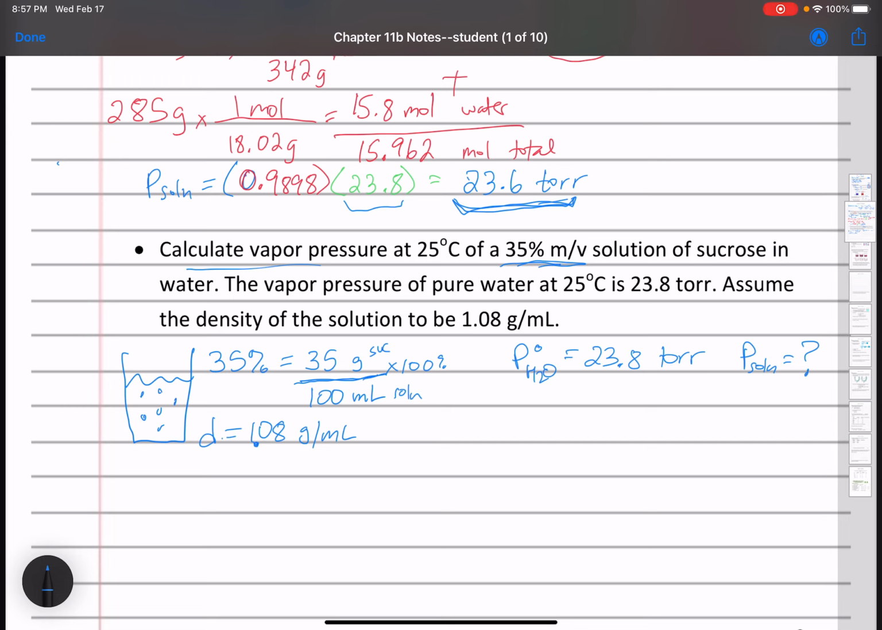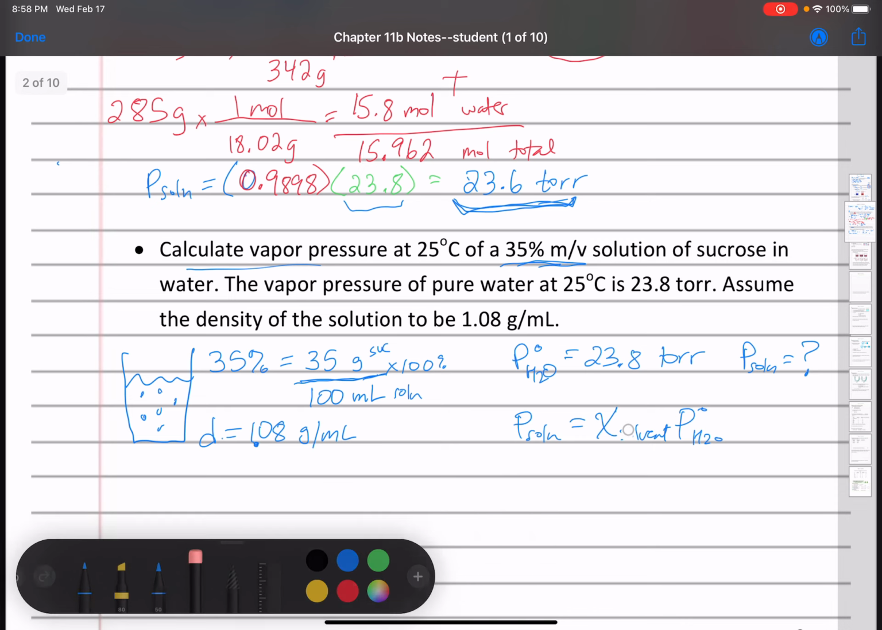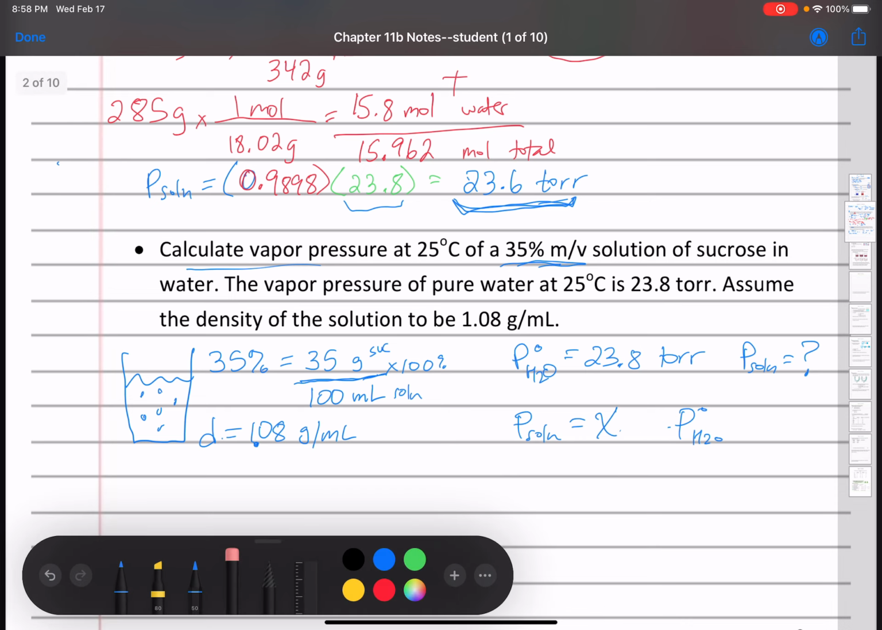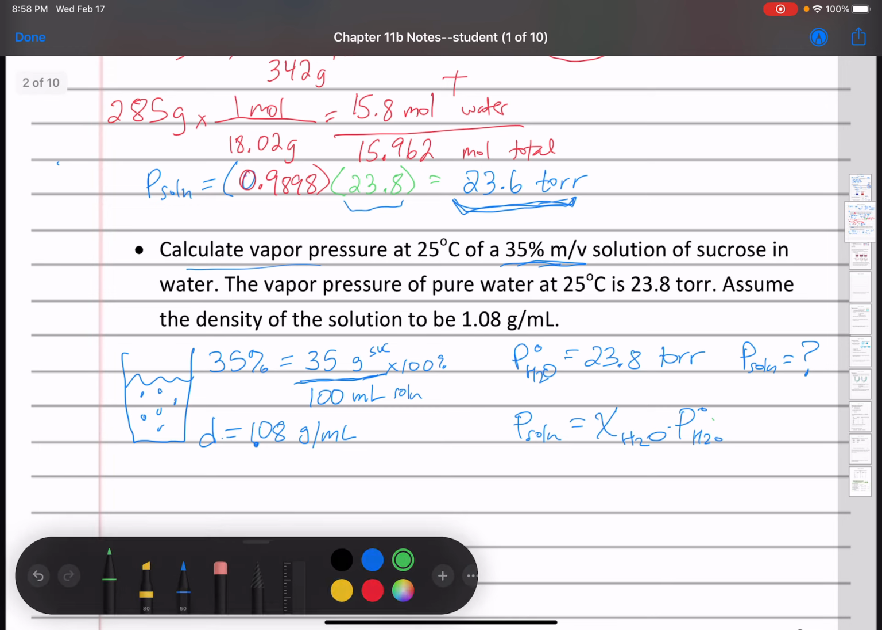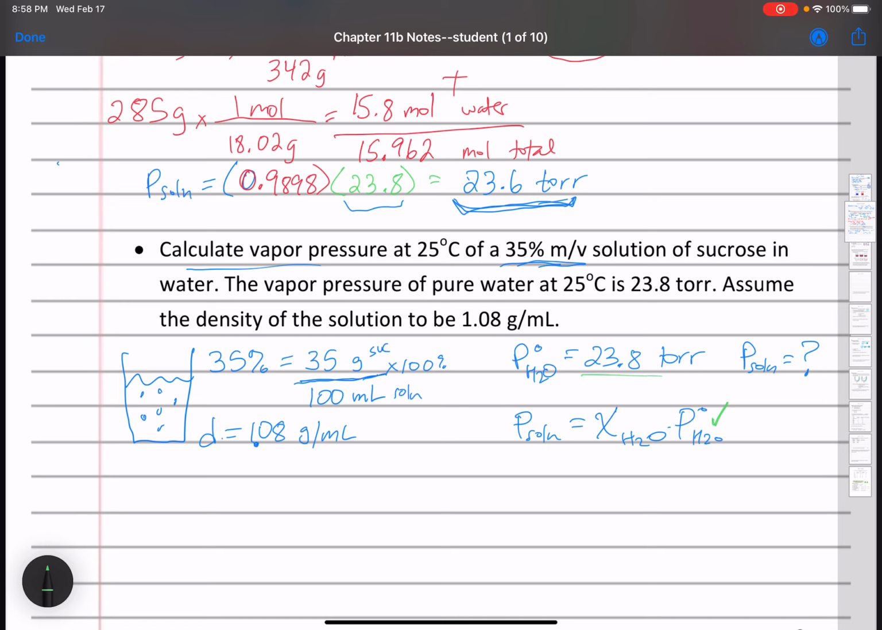All right, so still, we're using Raoult's law. We need to do pressure of solution equals the mole fraction of the solvent times the pressure of pure water. And I'll say that our solvent is water, so we'll say the mole fraction of water. Okay, so we know this value, it was given to us in the problem, and we need to find the mole fraction of water. This time it didn't give us masses, though. It gave us a different set of conditions that we need to use to find the mole fraction. So we need to know the moles of water, and we need to know the moles of sucrose. So we need to know the total moles.